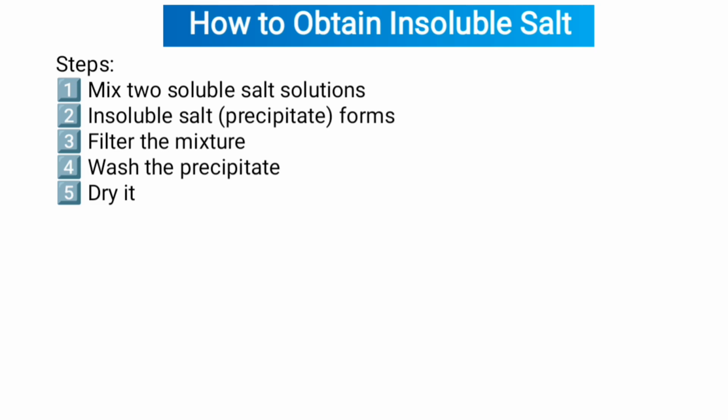How to obtain insoluble salt, steps. First one, mix two soluble salt solutions. Insoluble salt precipitate forms. Filter the mixture, wash the precipitate. And the fifth one, dry it. These are the steps to obtain insoluble salt.